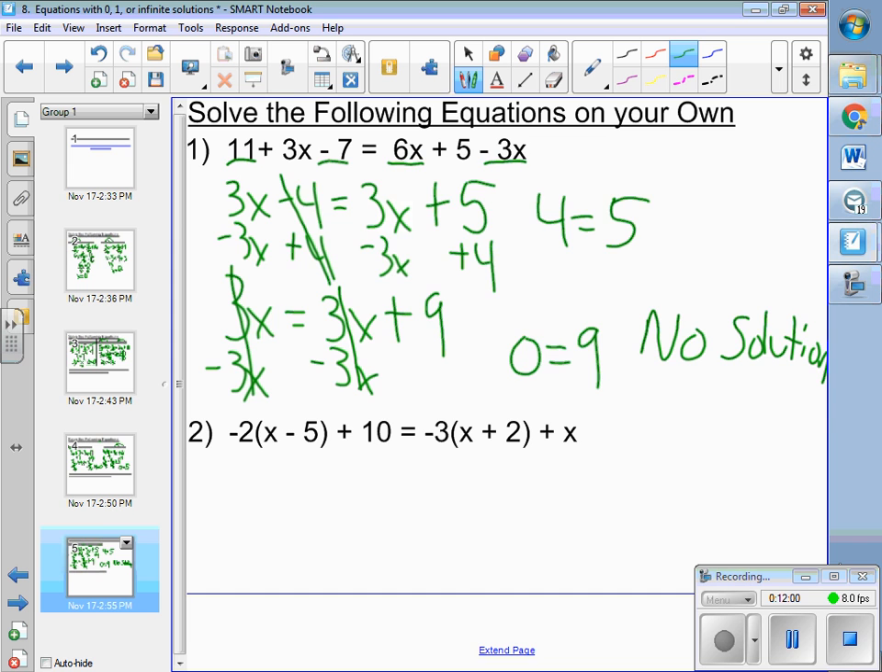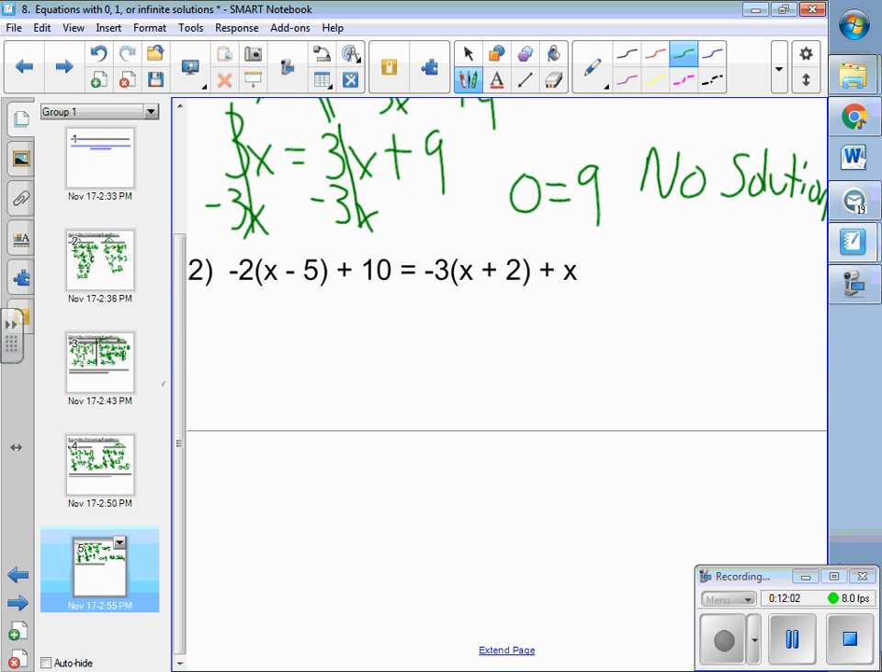All right, last problem. So let's first distribute the negative 2 to the x and the negative 5. So we're going to have negative 2x plus 10. Those two negatives multiplied together equal positive. Plus 10 equals, distribute the negative 3 to the x and to the 2. So we're going to have negative 3x minus 6 plus x.